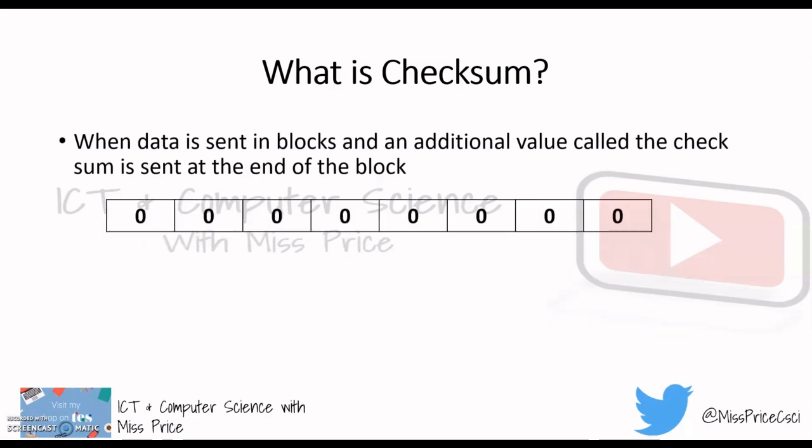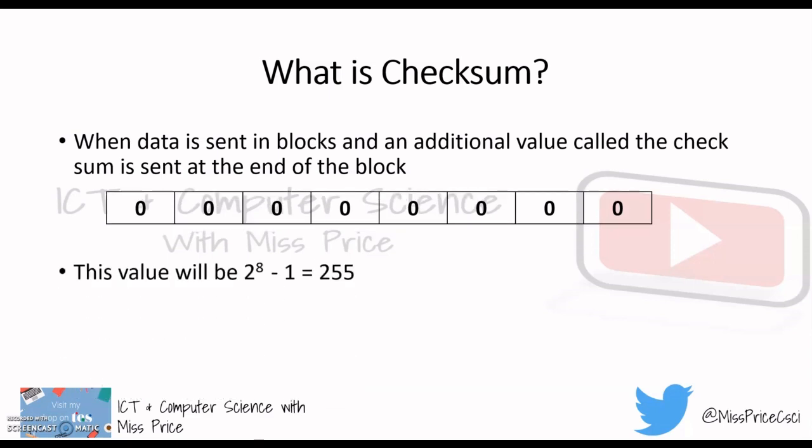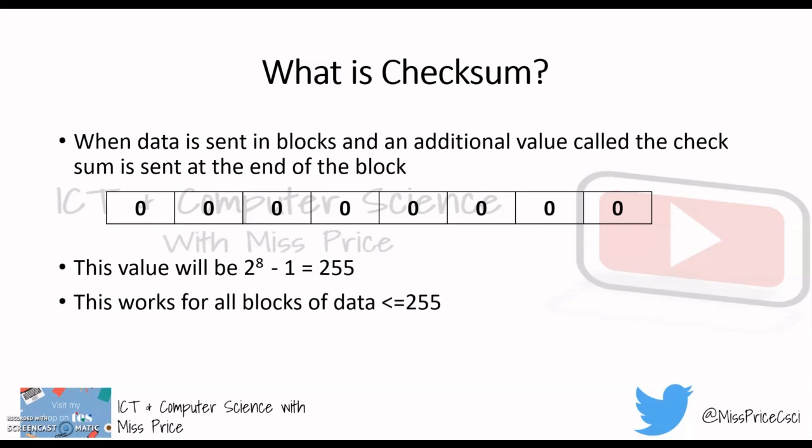So here we are. We've got a block of data, which is just a bunch of ones and a bunch of zeros. The value of this may be 2 to the power of 8. So 2 to the power of 8 minus 1, for example, is going to be 255. So this will work for blocks of data that are either equal to or less than 255. What are the chances, I apologise, of blocks of data having a sum of less than 255? Well, obviously quite slim.